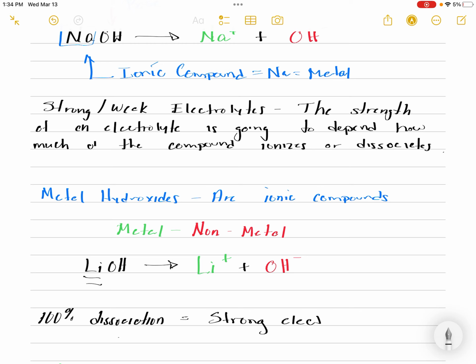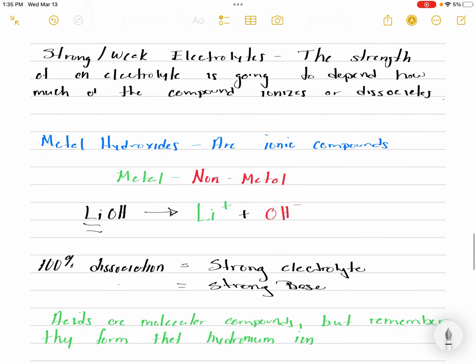In this case, since we're working with a base, this correlates to forming a strong base. The reason it's considered a strong base is because it goes 100% into its two separate ions, lithium and hydroxide. So the more ions they're able to release, the stronger the electrolyte. The more ions you have present, the better conductor of electricity you are going to be. So if you're a strong electrolyte, that correlates to being considered a strong base.